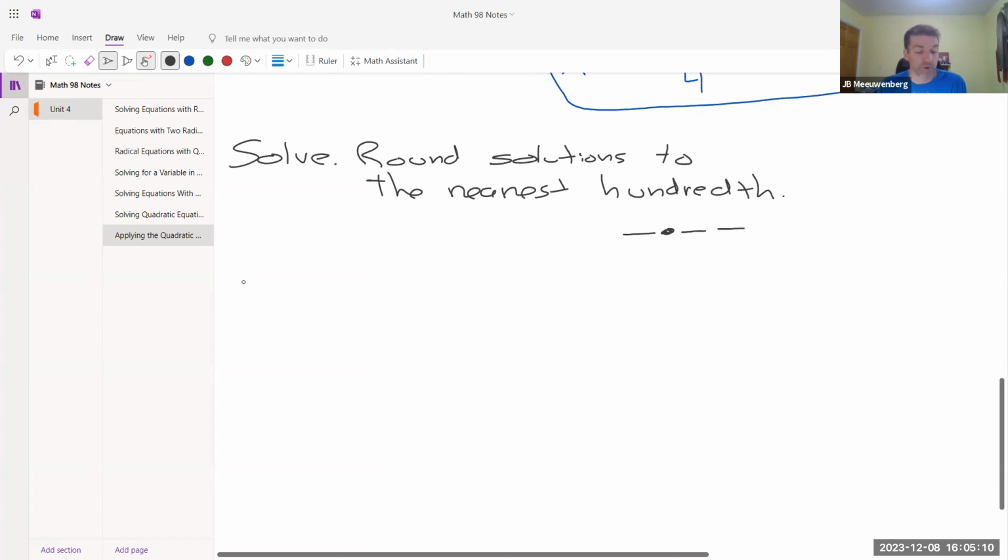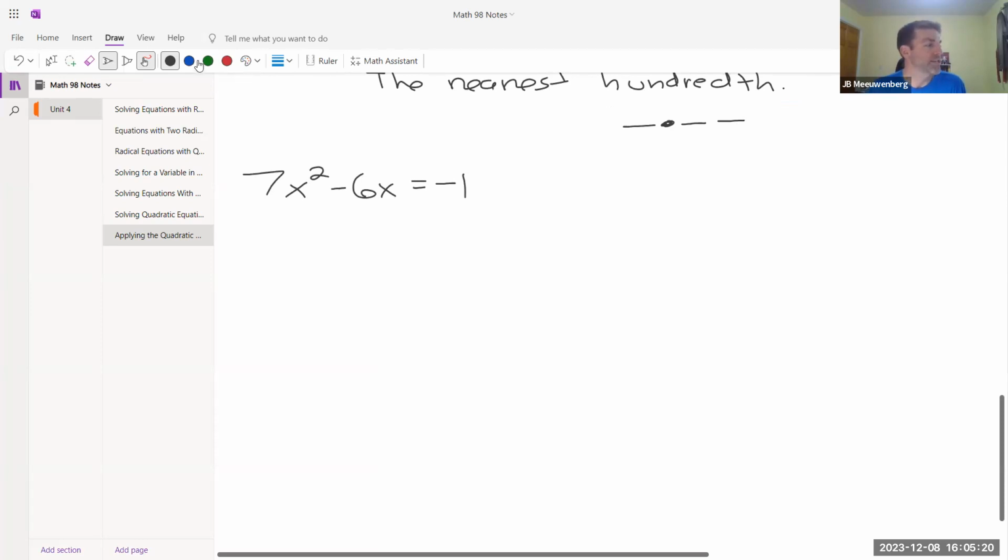So here's your equation. 7x squared minus 6x equals -1. Let's solve it. We need to first set it equal to 0. 7x squared minus 6x plus 1 equals 0. Now we will identify our A, B, and C. A equals 7. B is -6. Did you catch the negative? And C is +1.